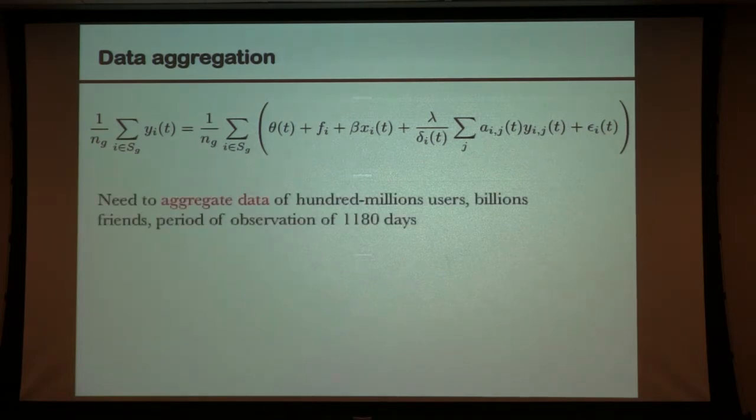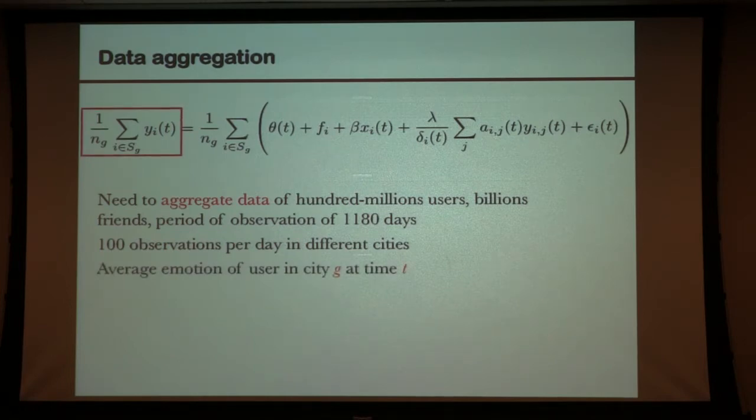Data aggregation is another problem. We need to aggregate data to do this because the database is 100 millions of users, billions of friends, a period of observation of 1,000 days. It's a lot of data. So we reduce this to 100 observations by averaging over cities. Here are all users in city G, and I normalize by the number of users in city G, and I take these averages.